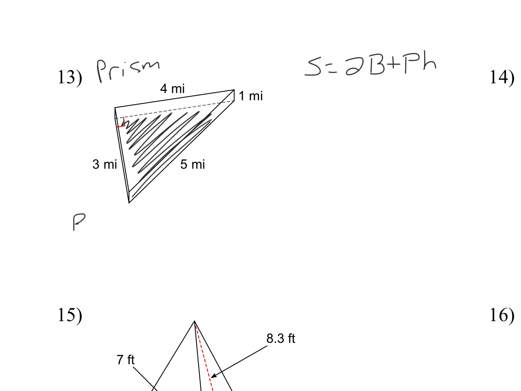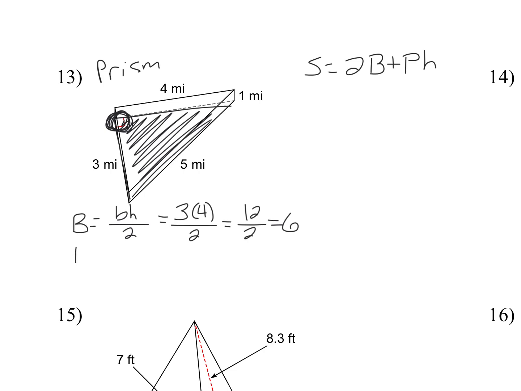So how do I find the area of a triangle? Base times height divided by 2. With triangles, how do I find the base and the height? What do I look for? Look for the right angle. You want what is connected to the right angle. What sides are? 3 and 4. So you take 3 times 4 divided by 2. 3 times 4 is 12, divided by 2 is 6.